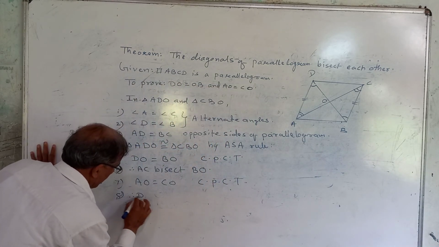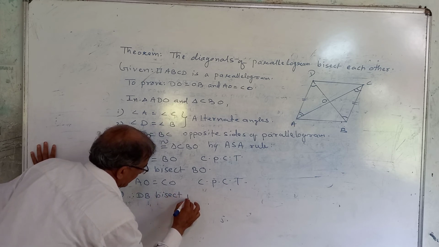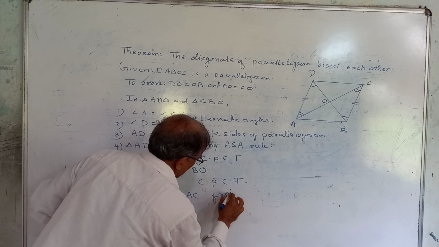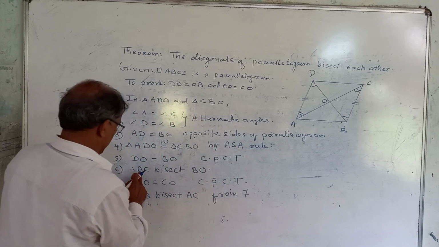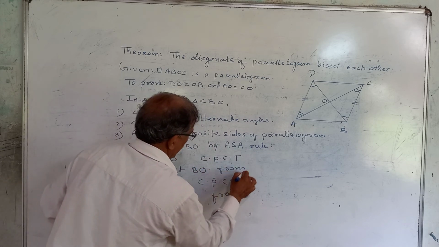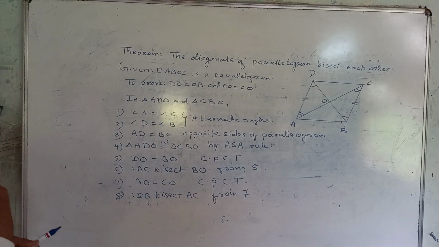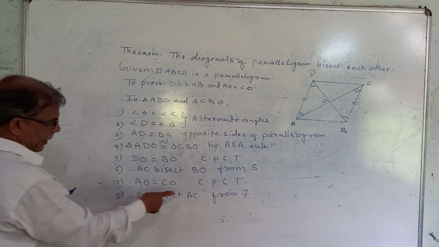Therefore DB bisects AC. And from where? From statement 7. Here you can write this statement. Therefore AC bisects DB from this statement 5. Now here we have written AC bisects DB. Here we have written DB bisects AC.